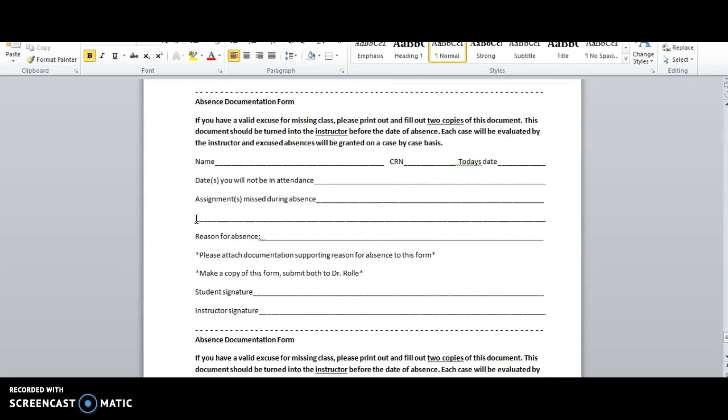Finally, this last sheet is, if you're absent, you need to have some type of documentation explaining why you were absent. Whether you were at a church service for some type of religious holiday, or you were at a funeral, so you have an obituary, just attach that. The more supporting evidence you have, the more likely I will be able to excuse your absence. So get all the supporting evidence, fill this sheet out, and bring it to my office.